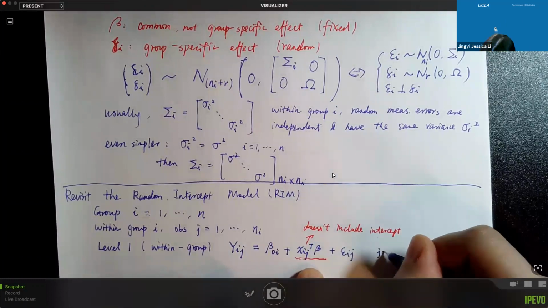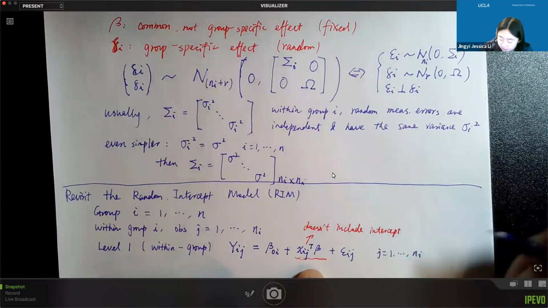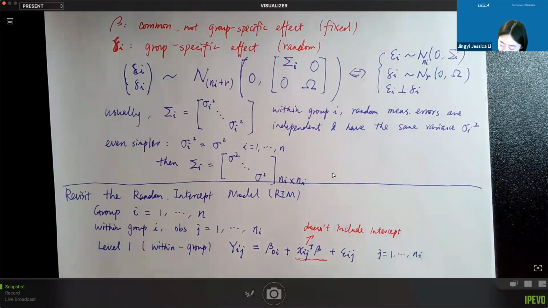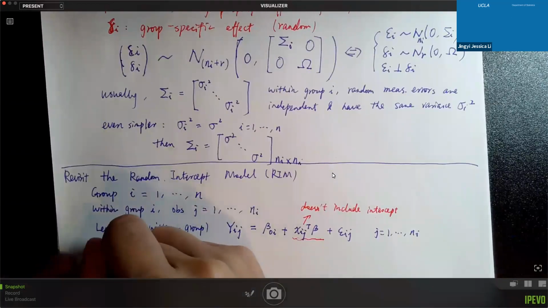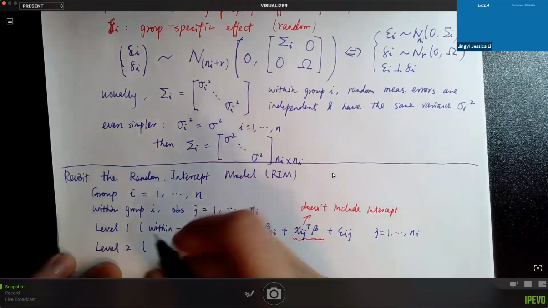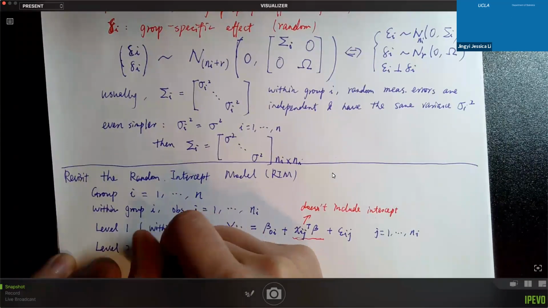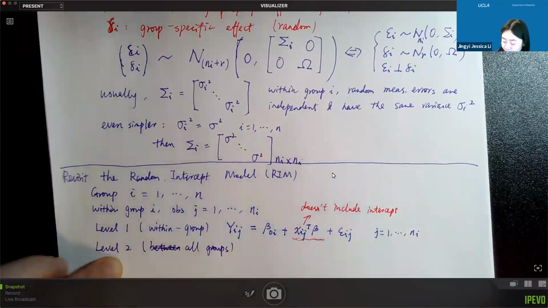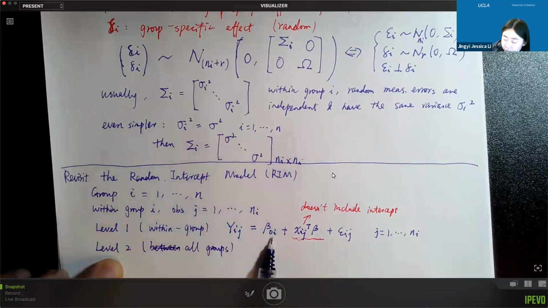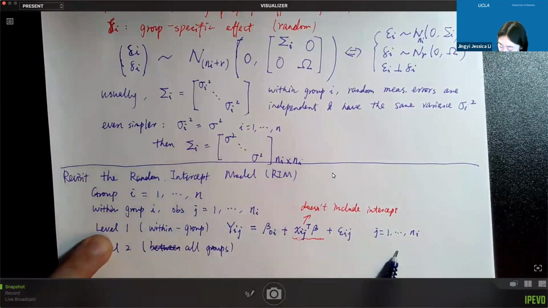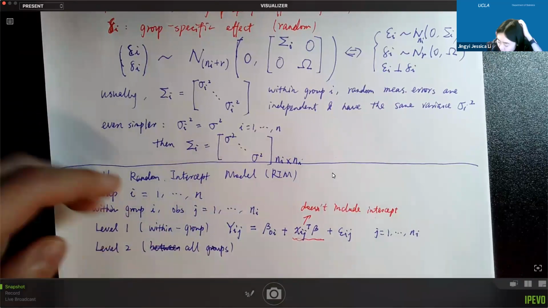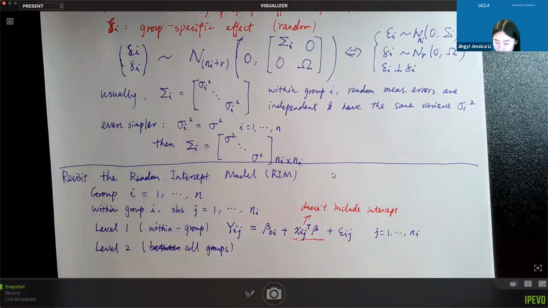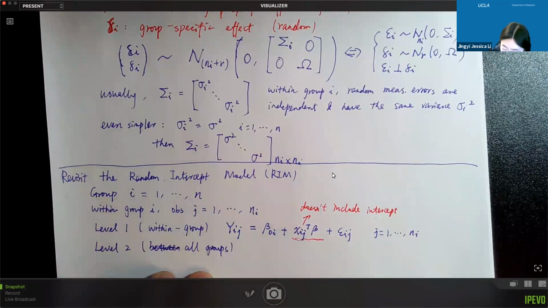So here j goes from 1 to Ni. This is level 1, within group. And we have a level 2, between groups, or I should say more explicitly, all groups. Please note that if I treat each beta 0i as a specific fixed parameter, I'm done. I can stay at level 1. That means I have a lot of parameters in this model to estimate. But adding level 2, by allowing me to group this beta 0i, I can reduce my number of parameters.